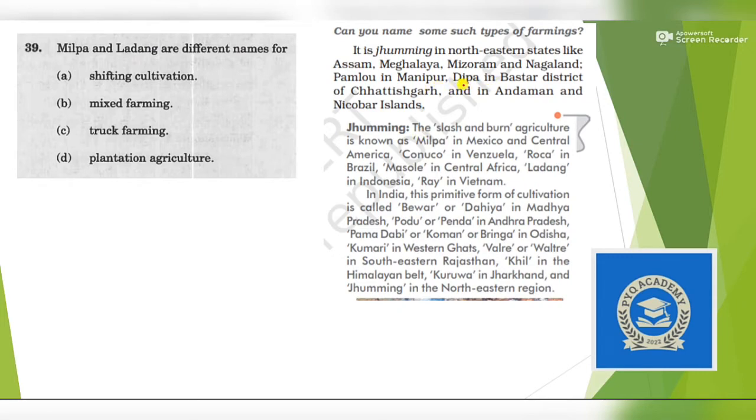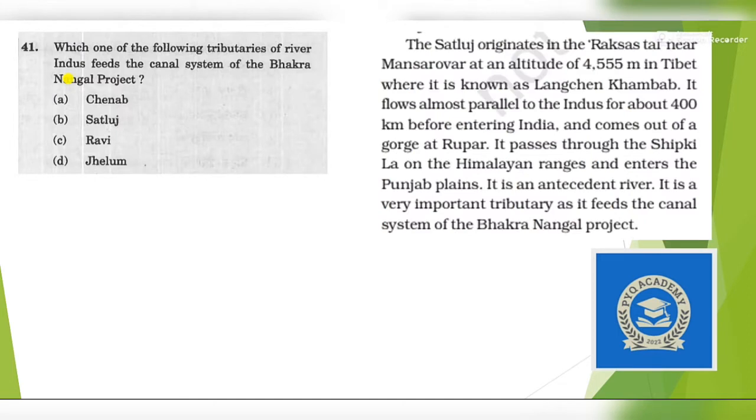Okay, so you can see here, Milpa and Ladang. Milpa in Mexico and Central America, and Ladang in Indonesia. So these are names of shifting cultivation in different areas. So the answer is option A. Next question. Which one of the following tributaries of the river Indus feeds the canal system of the Akron project?